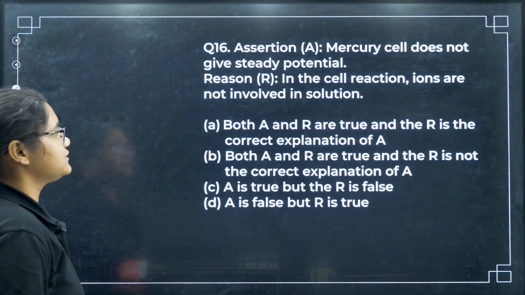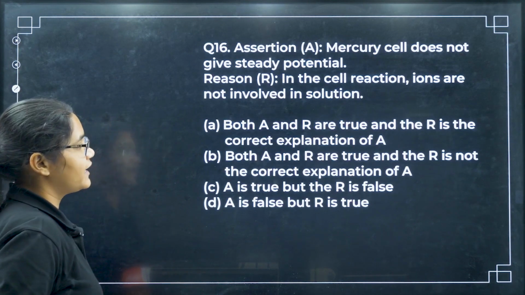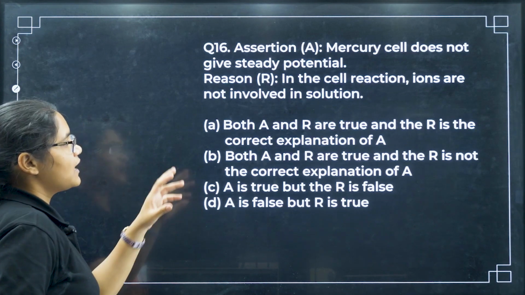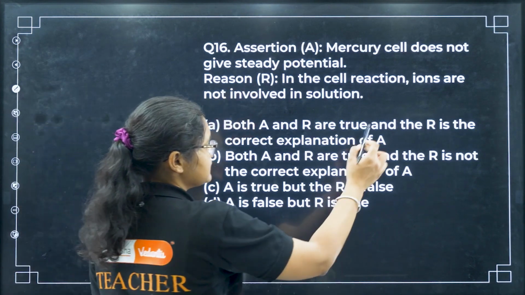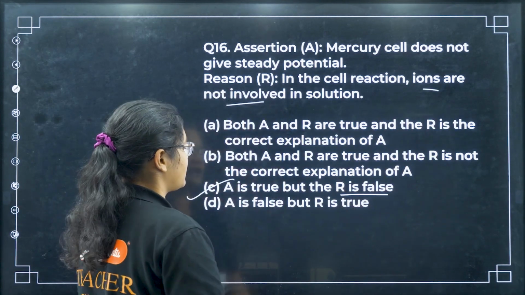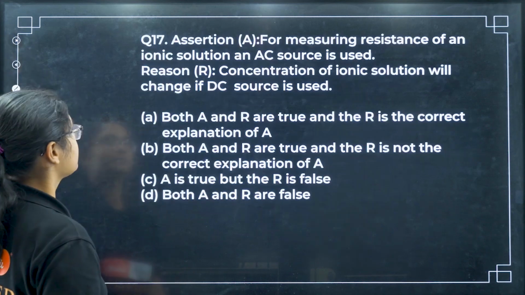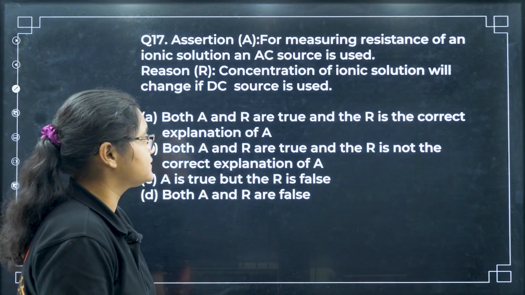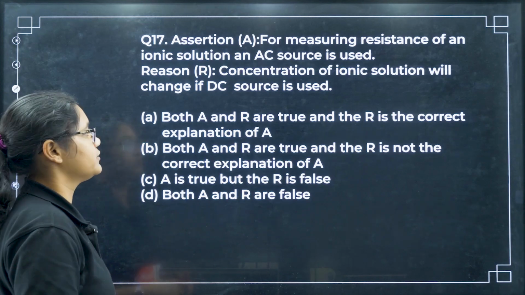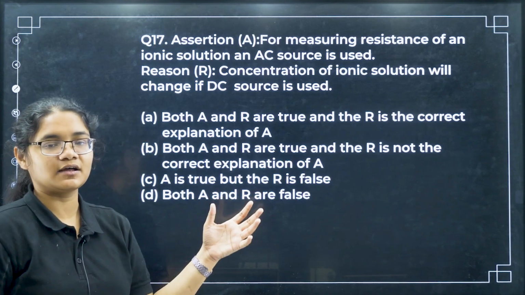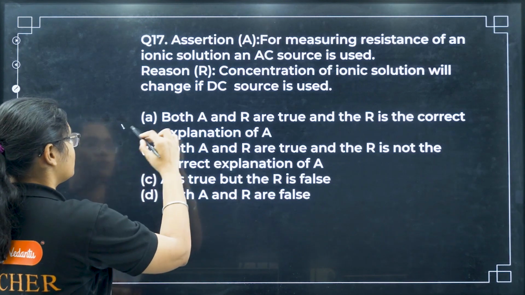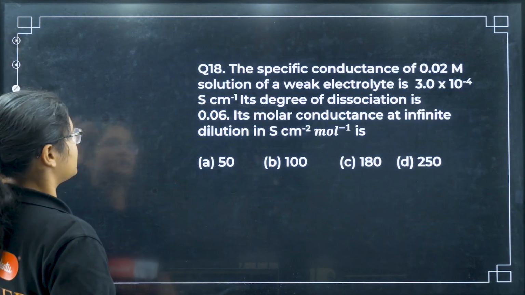Next, mercury cell does not give steady potential. In the cell reaction, ions are not involved in solution. Yes, here you can see ions are involved, so the reason is false. So we have only one correct answer, that is option number C. Next, for measuring the resistance of an ionic solution, AC source is used. Concentration of ionic solution will change if DC source is used. So this was a theoretical question that we have discussed many times before our board exam. So yes, both are correct, and the reason is the explanation.